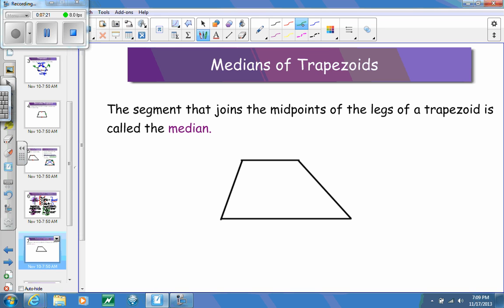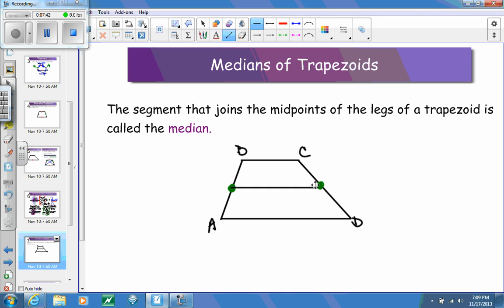What that means is if I have a trapezoid here, I'm going to label it A, B, C, D. If I find the midpoint of AB, because that's one of the legs, I'm going to say it's right here, and I find the midpoint of CD, and I put a point right there, then by drawing a line from these midpoints, that right there is our median.